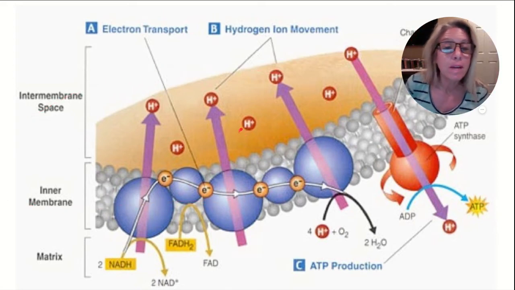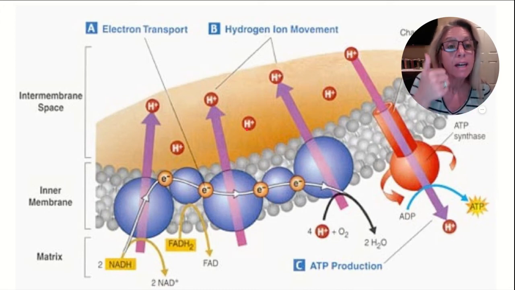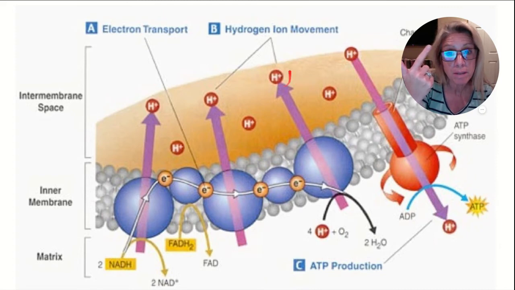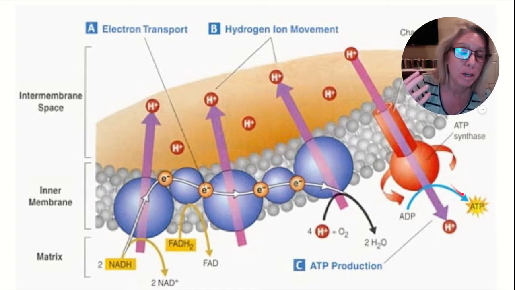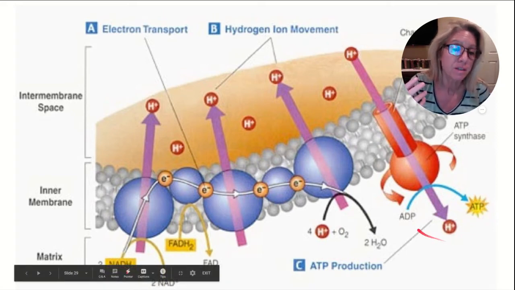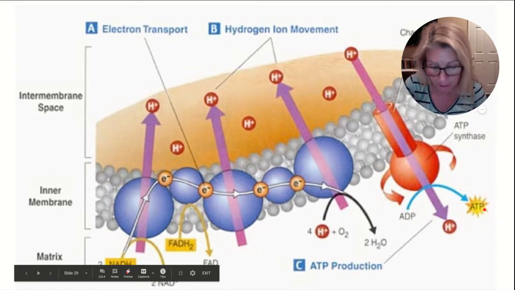Okay. As you build this up, they want to come back in. Why? A difference in concentration of hydrogen ions, a difference in charge because they have positive charges, and a difference in pH. This is a low pH. So these are your people outside of Disneyland, and they really want to come in through ATP synthase complex. Every time they come in, you make an ATP.